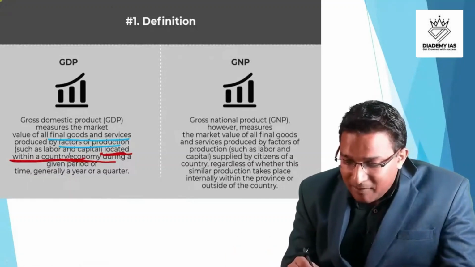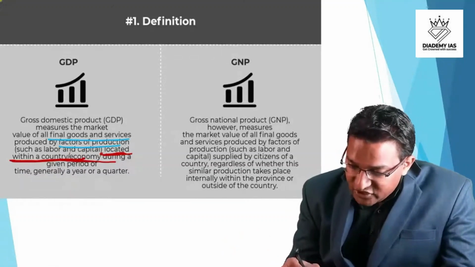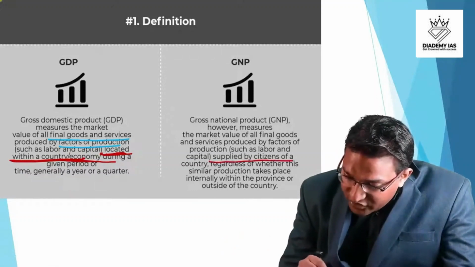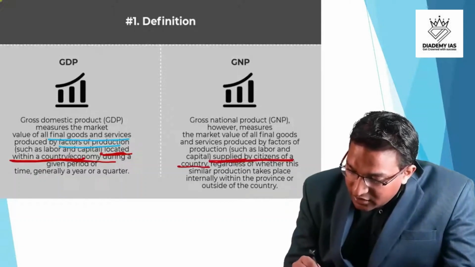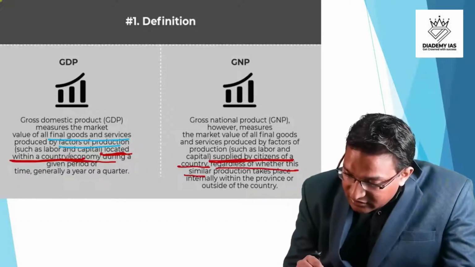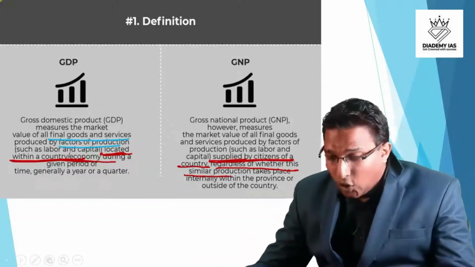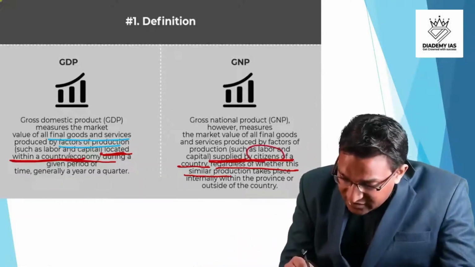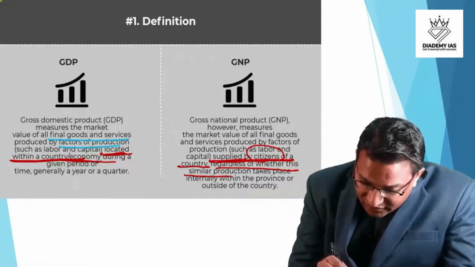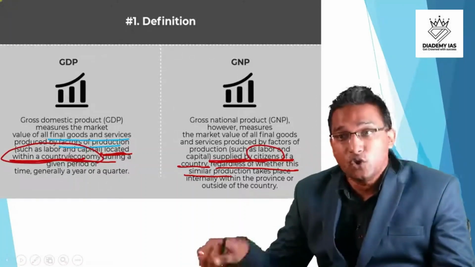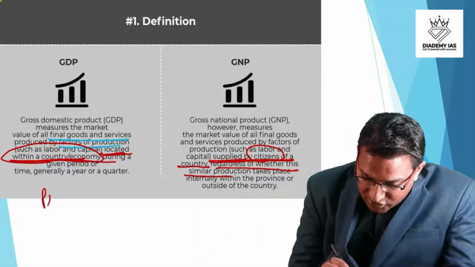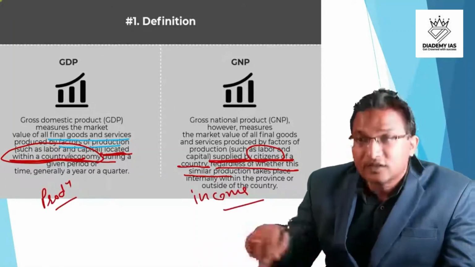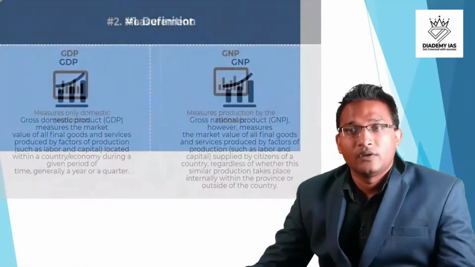GNP, however, measures the market value of all final goods and services produced by the factors of production supplied by the citizens of a country. This is very, very crucial, regardless of whether this similar production takes place internally or outside, right? So what is crucial is it is supplied by the citizens. What is crucial here is it is within the country or the economy. So this is the production measure and this is the income measure. This is the crucial difference.